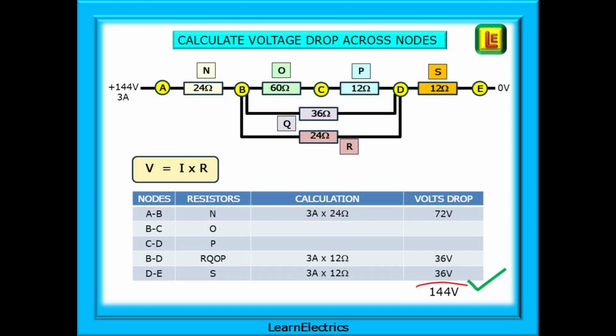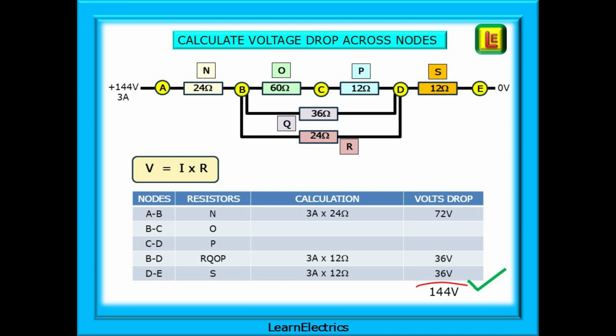Now that we have the total circuit voltage, the circuit resistance and the circuit current, we can calculate individual values for individual resistors. We need to know the whole circuit values first before we can calculate single values for voltage, current and watts. Using Ohm's law again, voltage equals current multiplied by resistance, or V equals I times R. We have, between nodes A and B or resistor N, 3 amps multiplied by 24 ohms, which is 72 volts. We can't calculate B to C or C to D yet, we need more information.